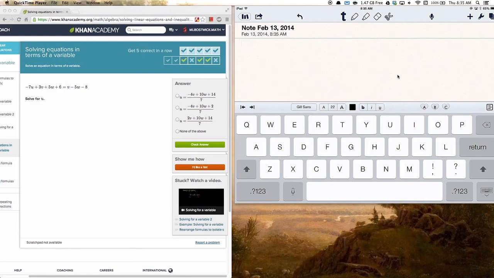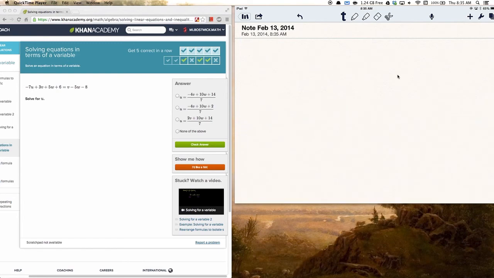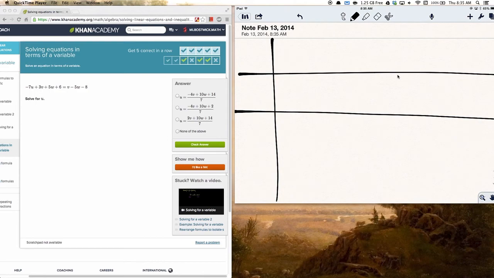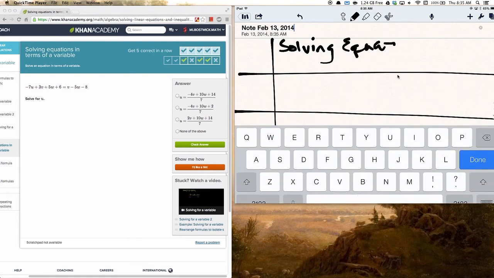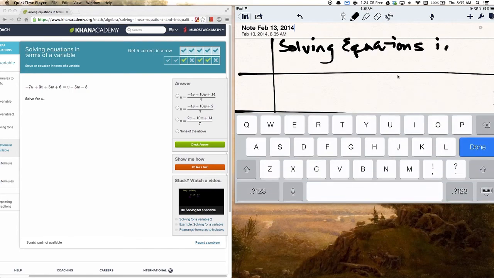All right, this is going to be the third type of problem that you might see when you're solving equations in terms of a variable. And for this kind of problem, I'm going to break it down basically into two steps. I'm going to go back to my Cornell notes here, and I'll have my title up at the top, which is Solving Equations in Terms of a Variable.